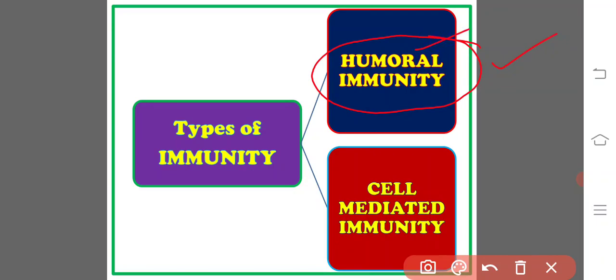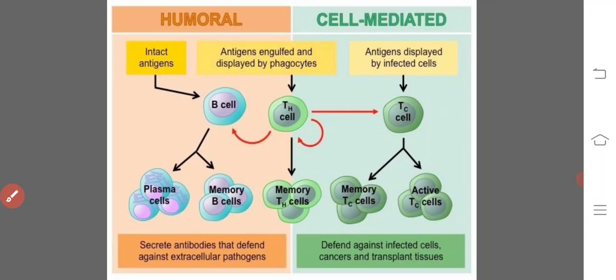Whereas, majorly the T lymphocytes, along with the macrophages and the natural killer cells, are involved in cell mediated immunity. Cell mediated immunity is the immunity which is mediated by T lymphocytes, that is T helper cells and cytotoxic T lymphocytes. Besides that, there may be the involvement of the phagocytes and the natural killer cells.